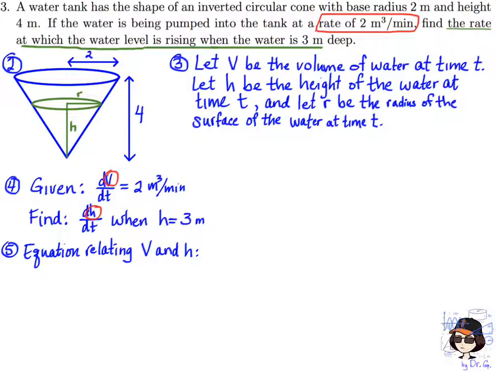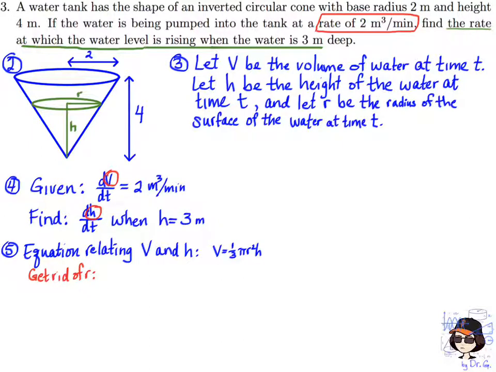Well, the easiest one to write down is the formula for the volume of a cone. The formula is V equals 1/3 pi r squared h. So that is a relation. It's an equation. It's relating V and H. It also has an R in it. So what we need to do is get an equation that just has V and H and no R. So we're going to try to get rid of the R somehow.